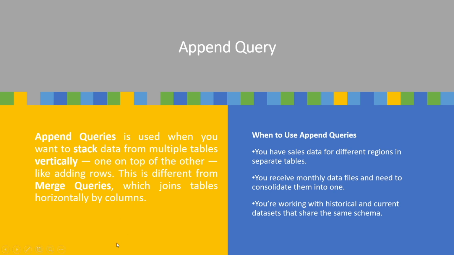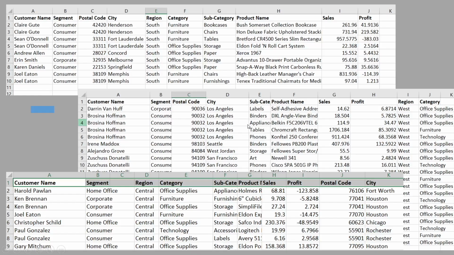So when can we use append query? When we have sales data coming from multiple regions and those data are in separate tables, we can combine all those data one above another using append query. Another example: when you receive monthly data files and need to consolidate them into a single one. And if you are working with historical and current data sets which share the same schema, we can go for append query. Let us take one example.